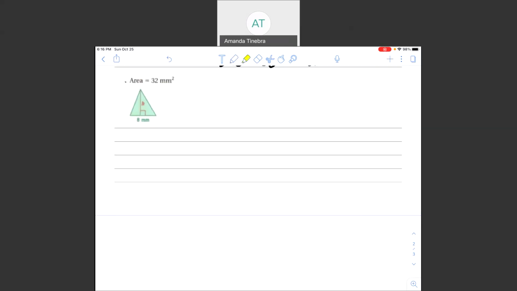Finally, for this one, here we're trying to find the height. For this one, I'm going to think about the formula. I know that the formula is the base, the height, divided by 2. That will equal the area. Filling in what I know. Well, I know the base is 8. I know that I don't know the height. I'll need to divide by 2. And I know that this is supposed to equal 32.